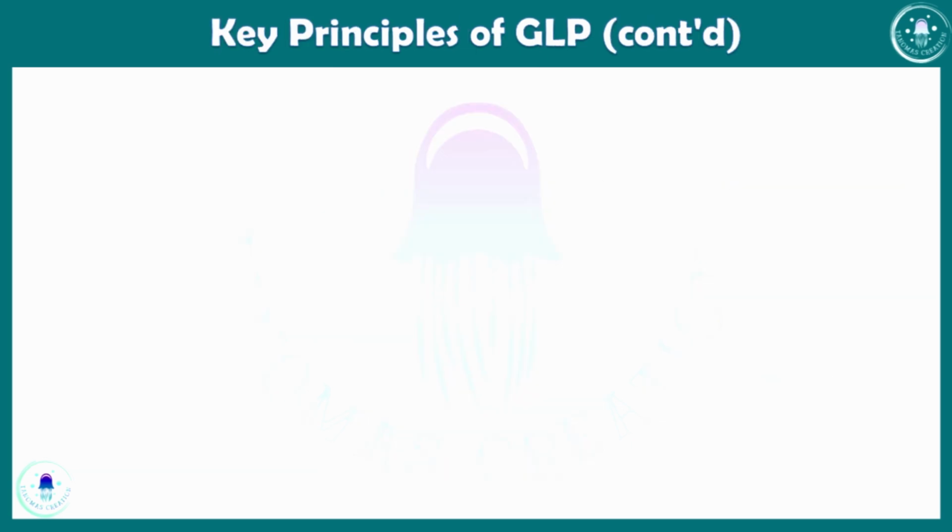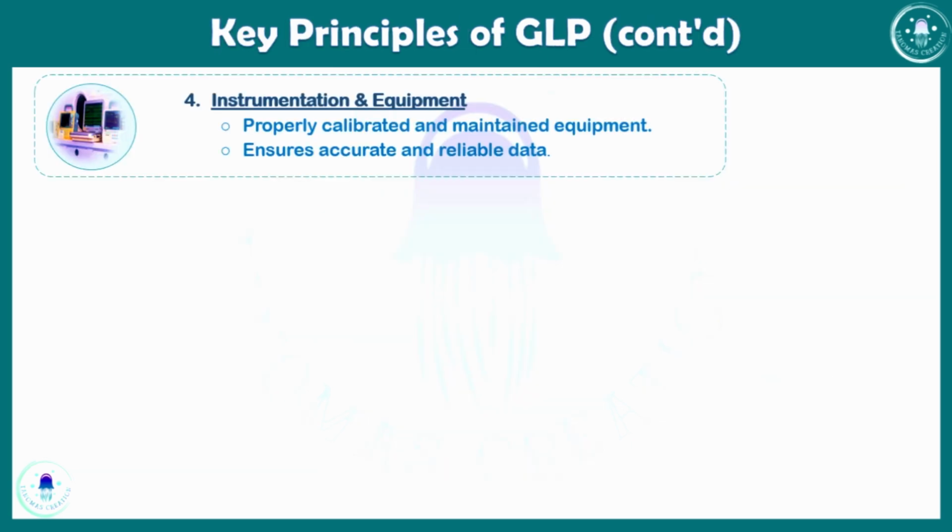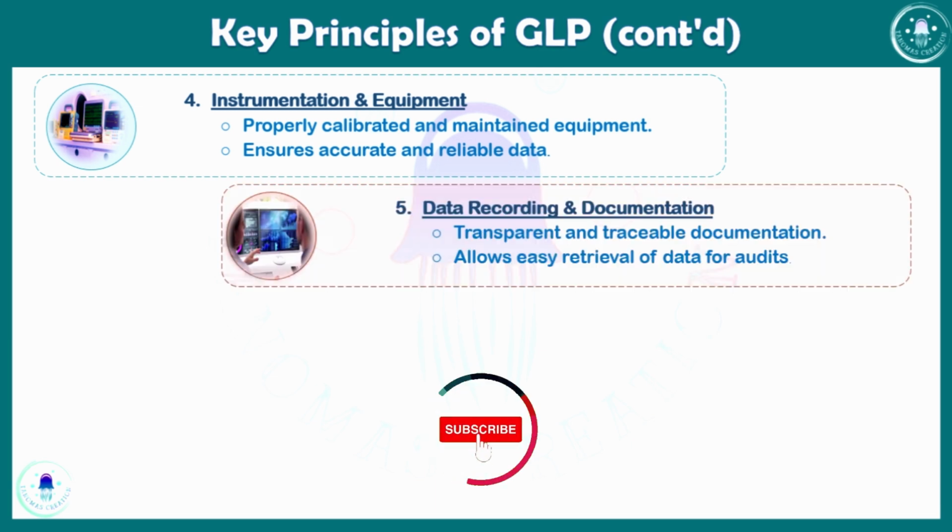Now coming to the fourth one, that is instrumentation and equipment. All equipment and instruments used in studies must be properly calibrated, maintained, and documented. Regular maintenance and validation is also required, to ensure that the data generated is accurate and reliable. That is why regular maintenance is required.